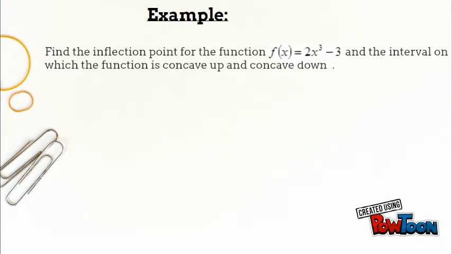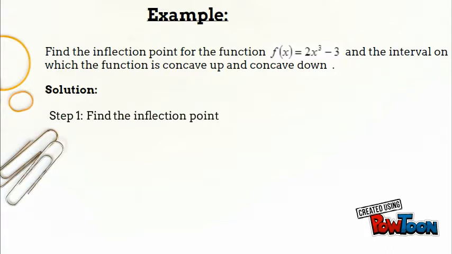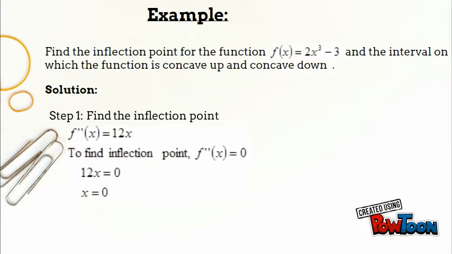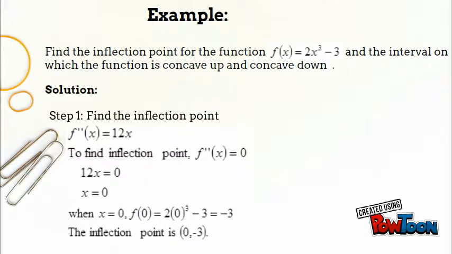Example. Find the inflection point for this function and the intervals on which the function is concave up and concave down. First step, find the inflection point. Let f double prime x equal 0 and then substitute the value of x into the given function.